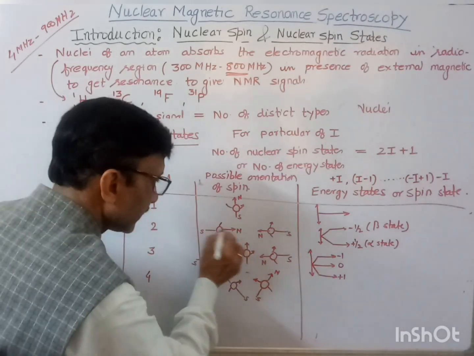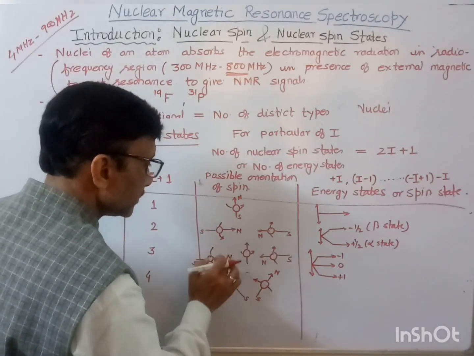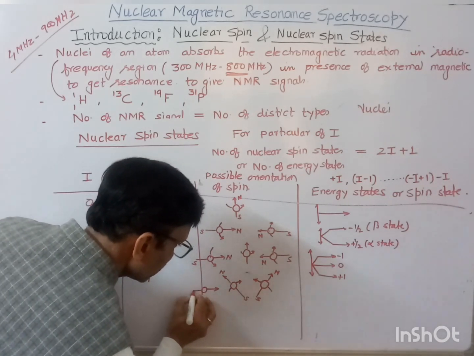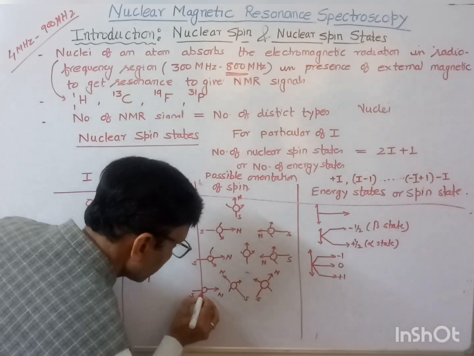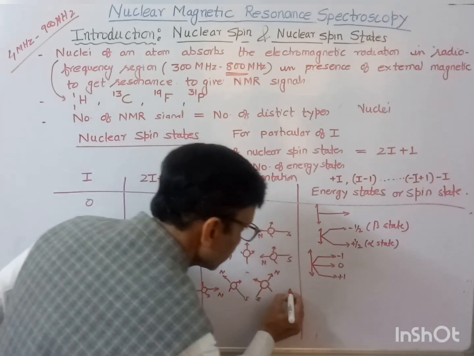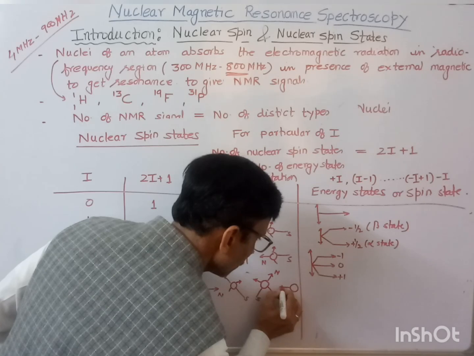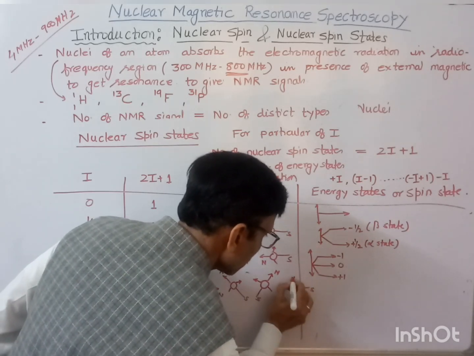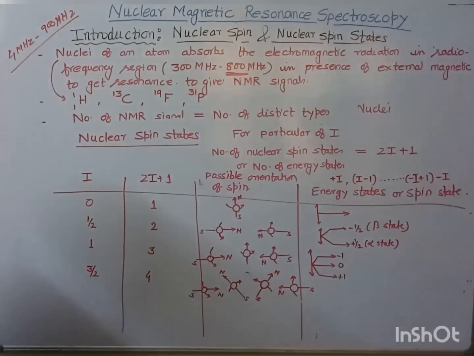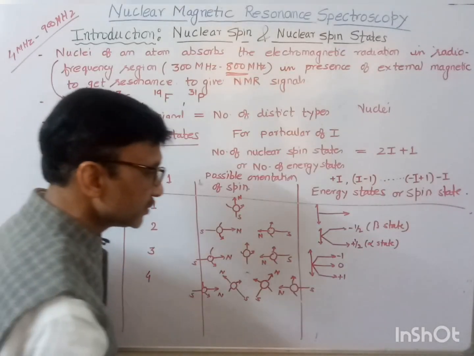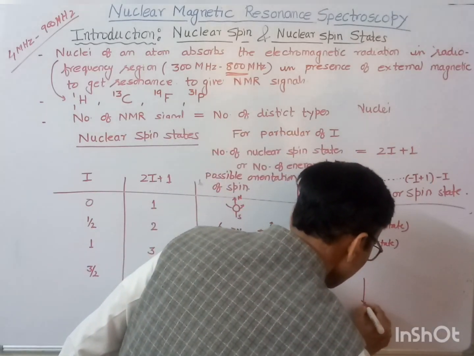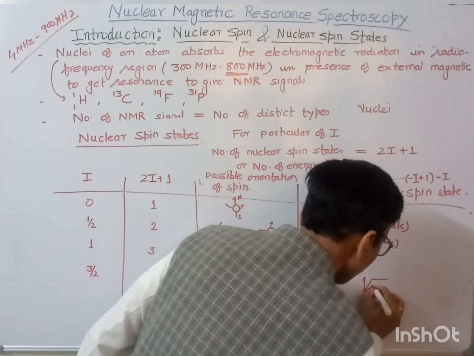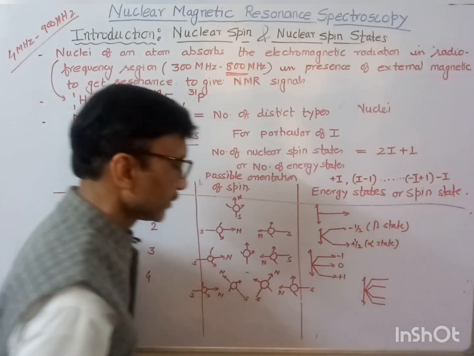Next, similar to this, there may be two more directions. This is one of the directions, and this would be another direction, north, south. So these are the four possible orientations of a spin, and these are the energy states that we may show. Four energy states: 1, 2, 3, 4.